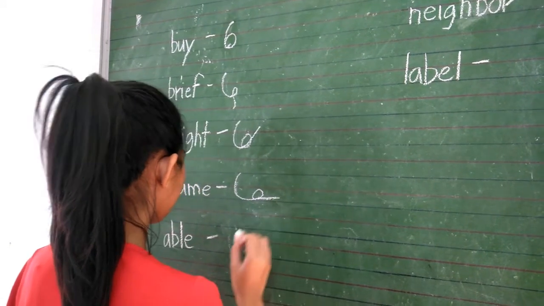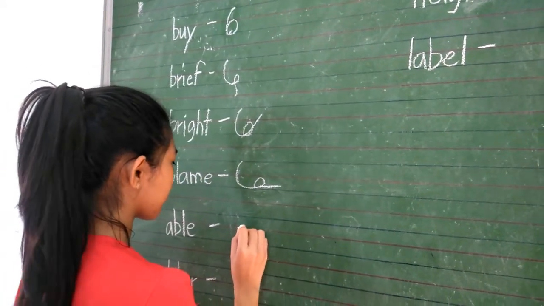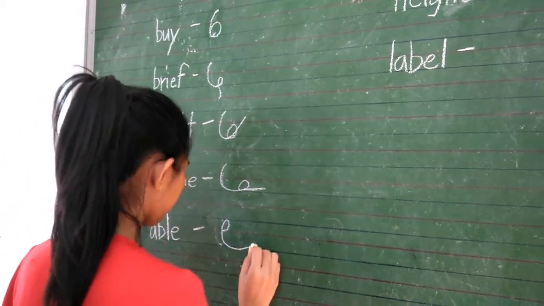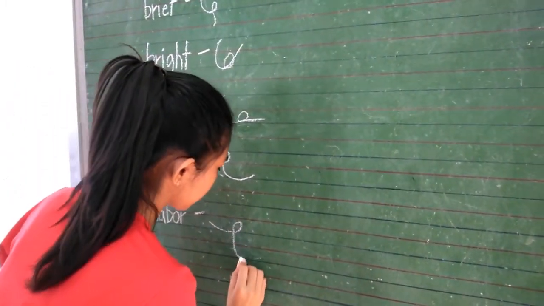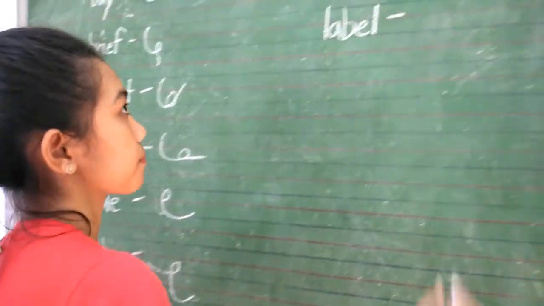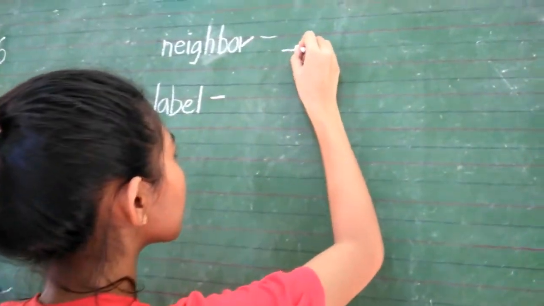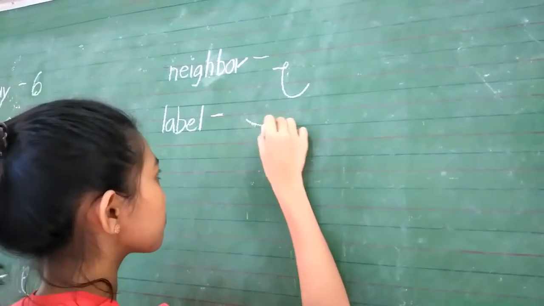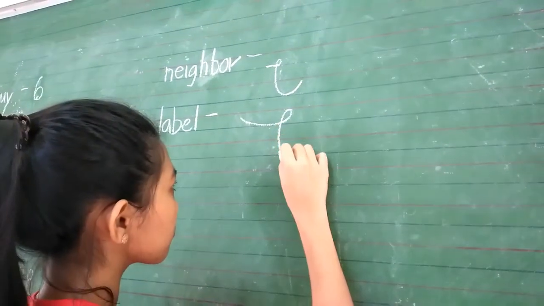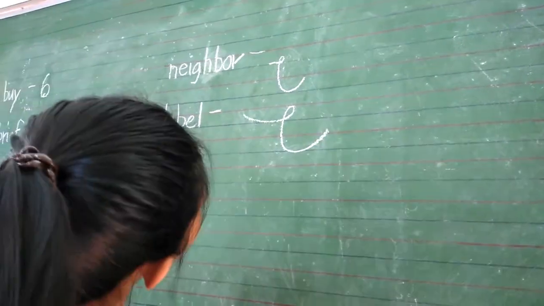Able. The word able is represented by A, B, and L. Labor. The word labor is represented by L, A, B, and R. Neighbor. The word neighbor is represented by N, A, B, and R. Label. The word label is represented by L, A, B, and L.